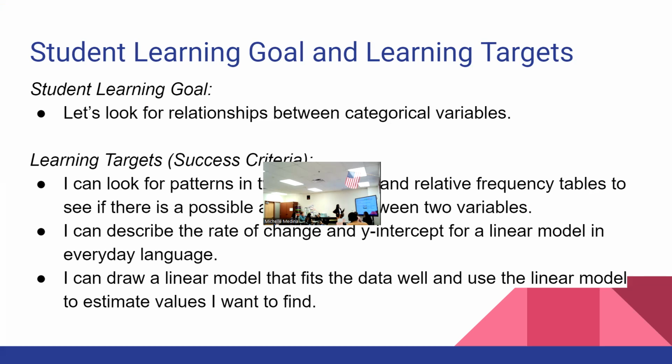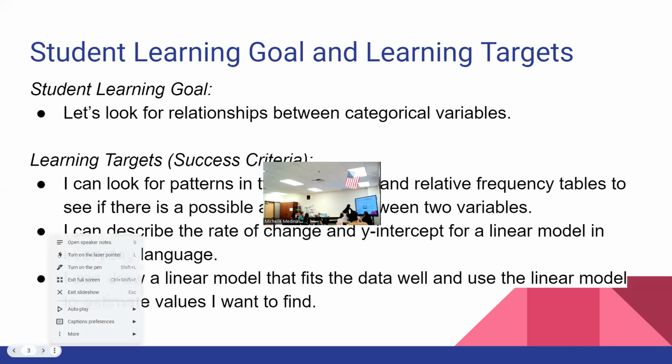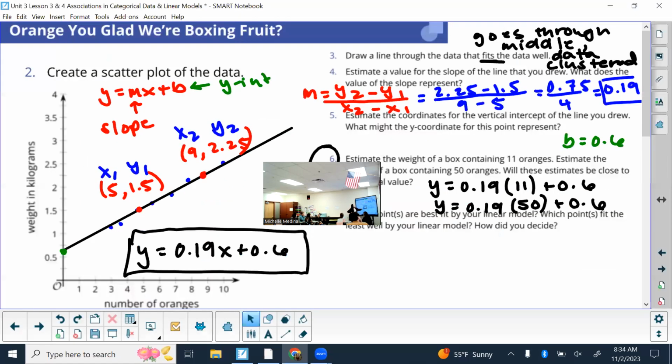Using it to estimate values that you want to find is what this part was. We didn't actually find the answer, but you could. When there's 11 oranges, you just have to times it by 0.19, add the weight of the box, 0.6, and that'll give you the estimate. Could the actual answer probably be different? Yeah, it was just an estimate. But based on our linear model, it'll probably be close to whatever that calculates to. All right, so that was all the goals of today.